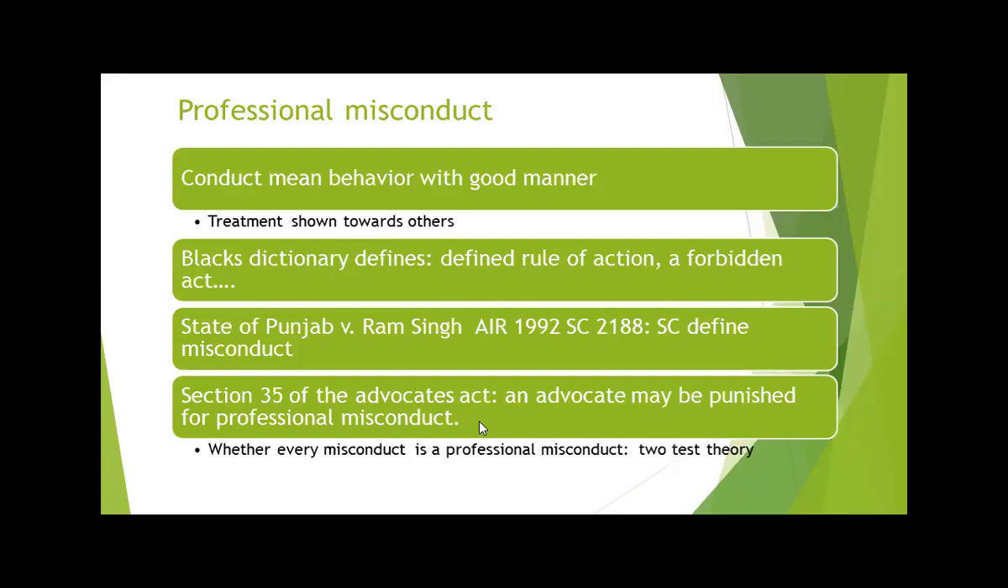Now, the next thing is how we can judge whether a particular act is professional misconduct or not. There is a two-test theory given. What is this two-test theory? It is given in the case In the matter of an Advocate, AIR 1935 Rangoon Law Reports 33. It was held, and I read, the first test is that the misconduct is such that he must be regarded as unworthy to remain a member of the honorable profession.